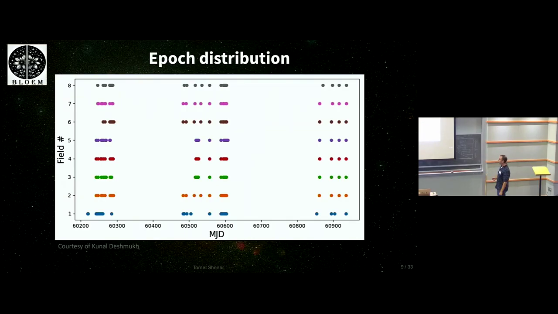So we started off with 9 quite dense epochs, then a few more, and finally we have these last 4, which cover the last year of data. This is, sorry, for the 8 fields that we have, okay? So they have similar patterns. And thanks Kunal, by the way, for preparing this plot.